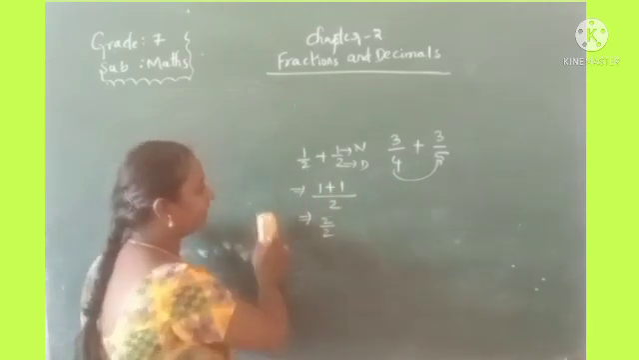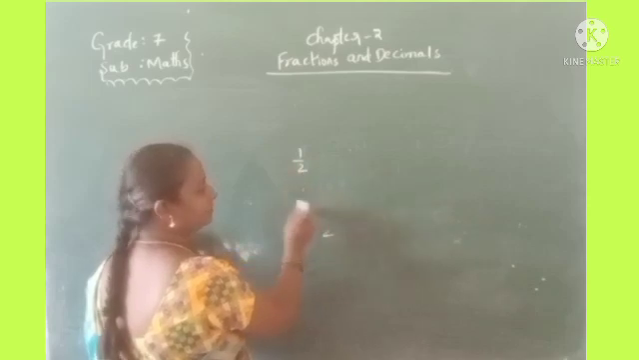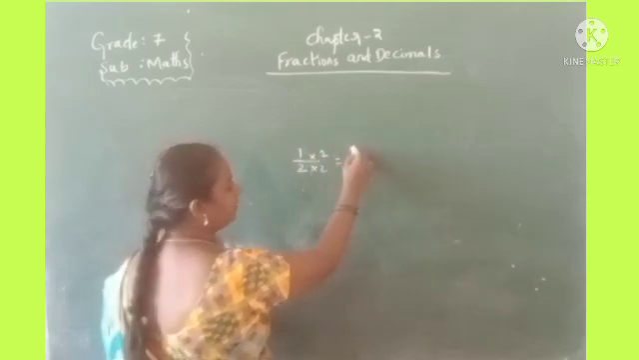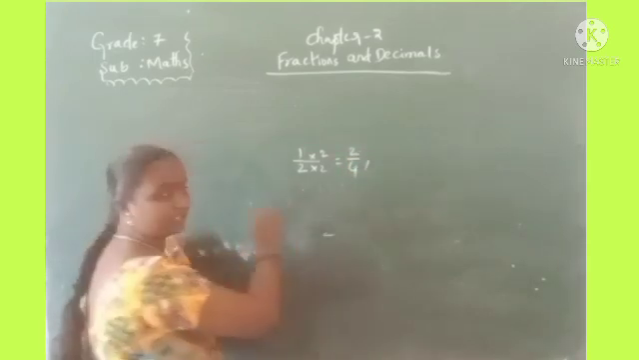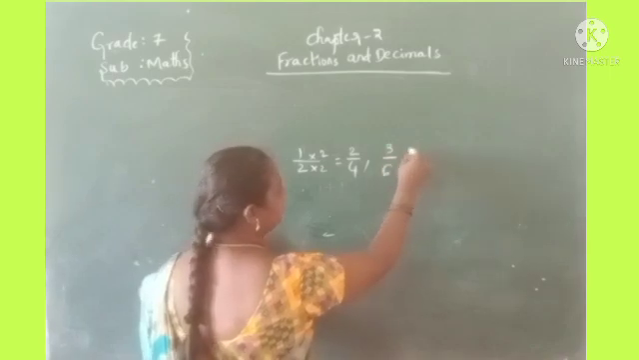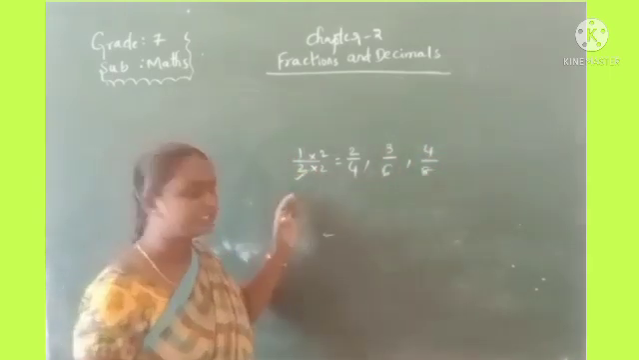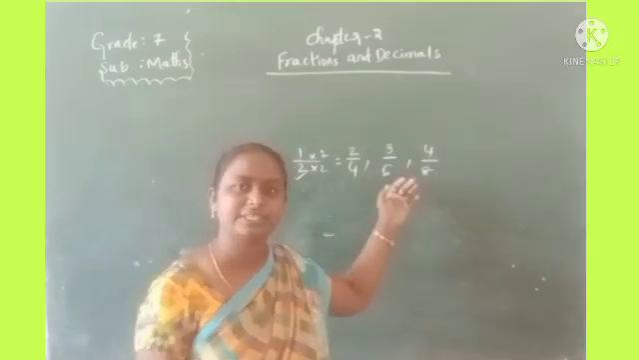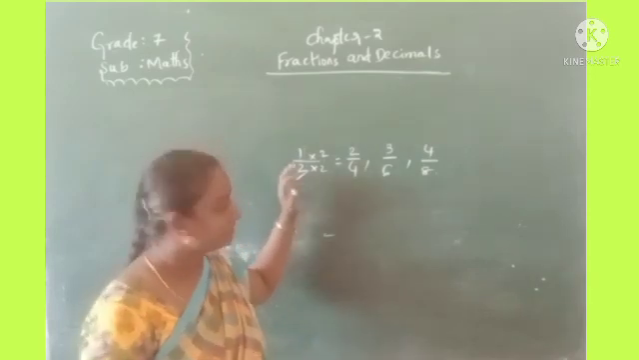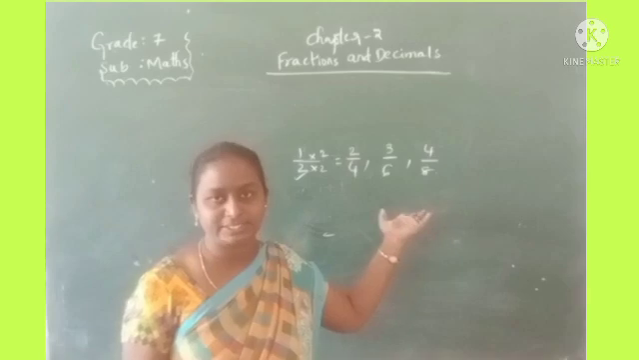And you have learned what equivalent fractions are. For equivalent fractions of 1 by 2, you multiply the numerator and denominator by the same number. Then you will get 2 by 4. If you multiply by 3, you will get 3 by 6, then 4 by 8. That means for 1 by 2, all these are equivalent fractions, each being equal to 1 by 2. So you learned how to find equivalent fractions and how to convert into the simplest form.